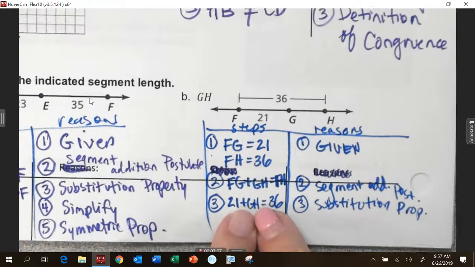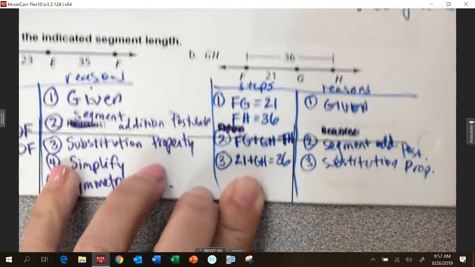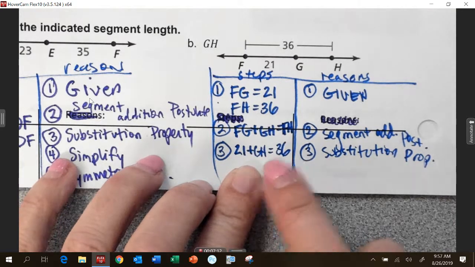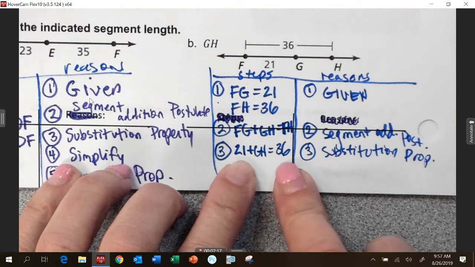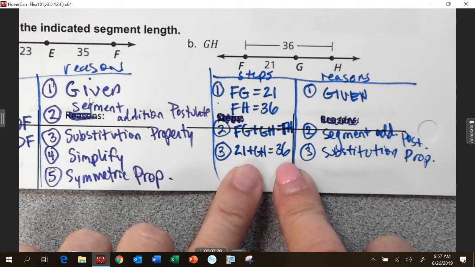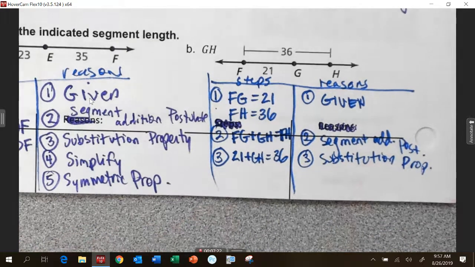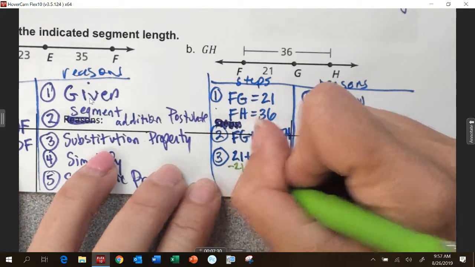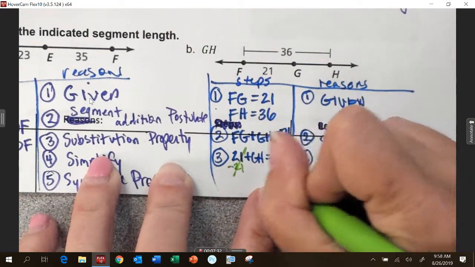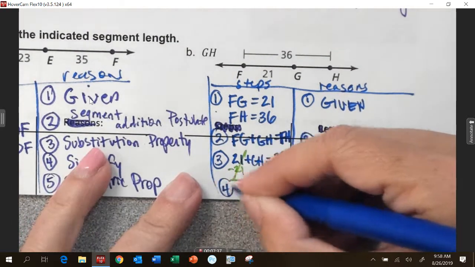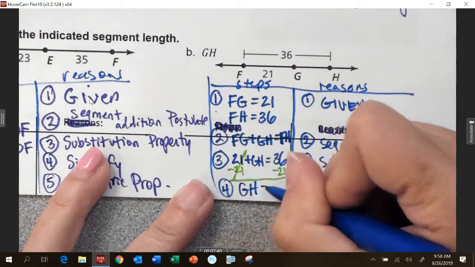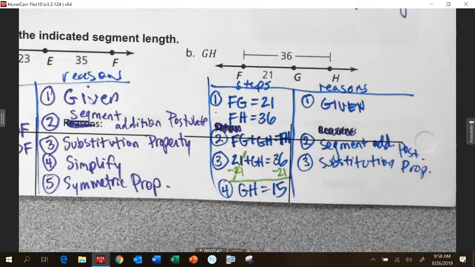Now, if I look at 21 plus GH equals 36, that's an equation. How do I get GH by itself? Demaya, how do I get GH by itself right here? How do you find GH? You subtract 21 from both sides, right? Not just 36, but you have to get rid of 21 on this side and this side so we can find out that answer. So step 4, I now have GH equals 15, which is what I'm trying to find.